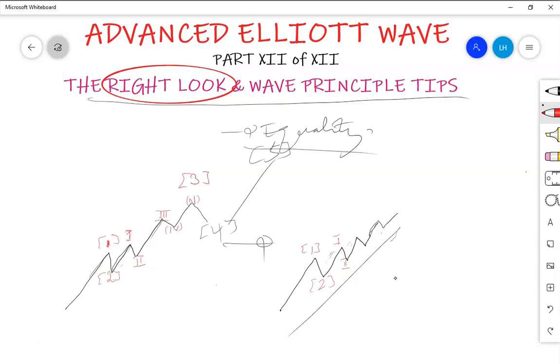the first one is longer than this, which we're supposed to label as the third, and also the next wave is also longer than this one. You see, the next wave is also longer than this one. So now labeling this as the third wave will be in a wrong direction.